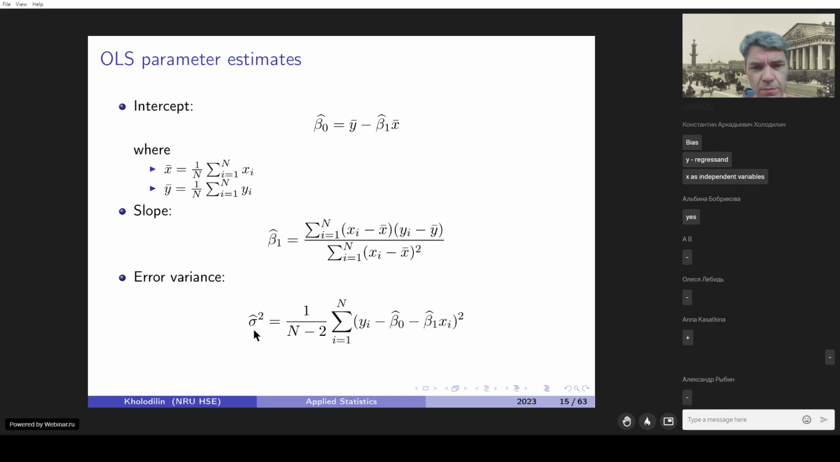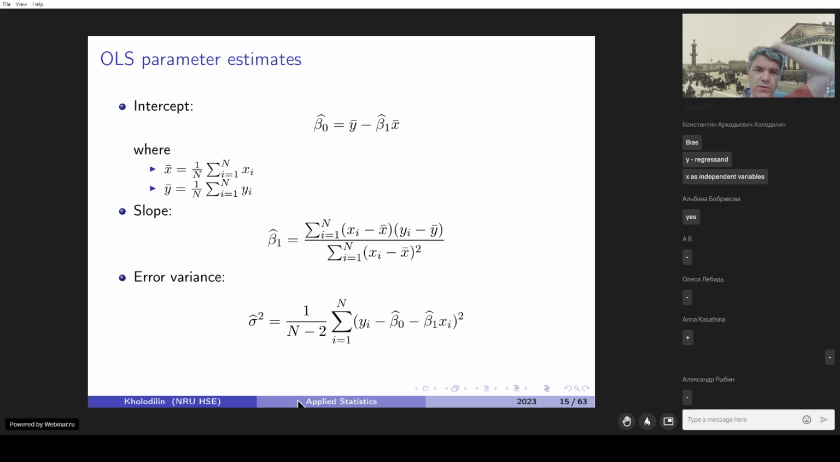And then we can also compute the error variance, sigma squared hat. This is the sample estimate, therefore n minus 2, where n is the number of observations in the sample. And here we have the deviations between observed values of y and fitted values of y. So this is beta 0 hat plus beta 1 hat times xi. These are the fitted values of y.